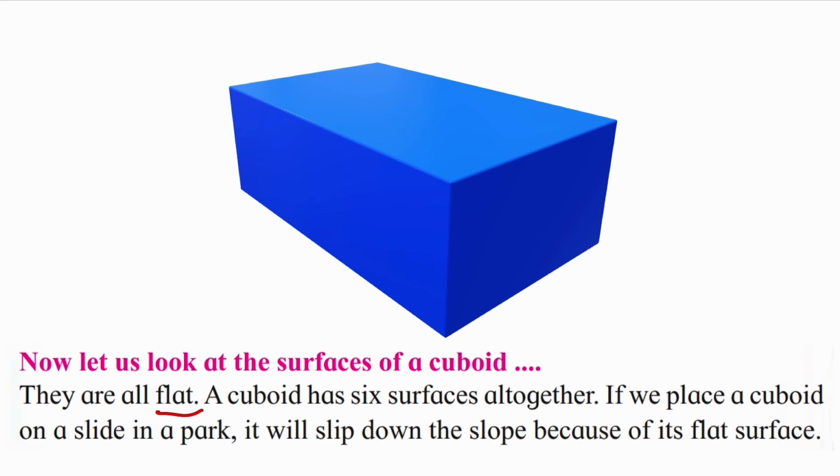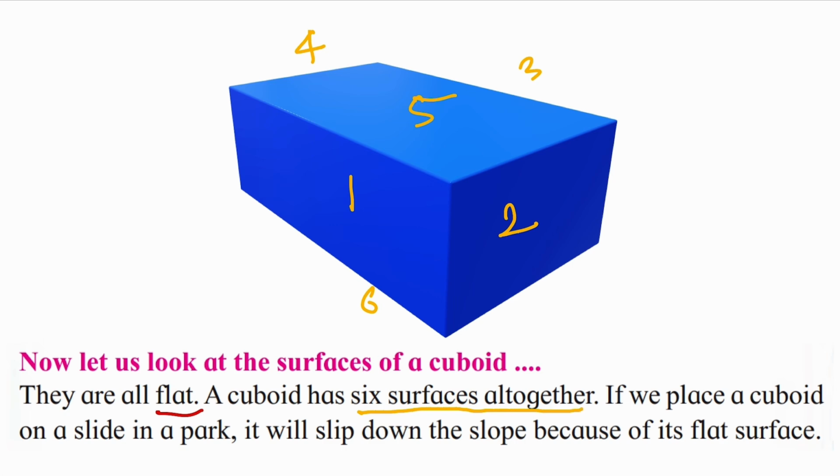A cuboid has 6 surfaces. How many surfaces? 6. We can easily count it. 1, 2, and the third is at the back side, and the fourth, not shape, flat surface. Okay, 4, and this is fifth and sixth at the downside. So 6 surfaces are there in the cuboid.